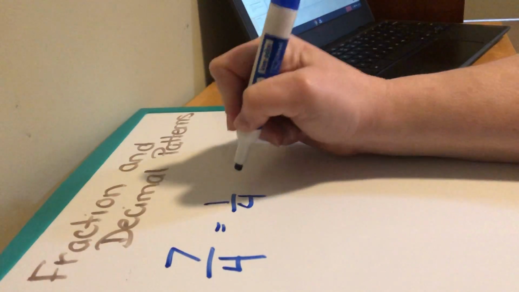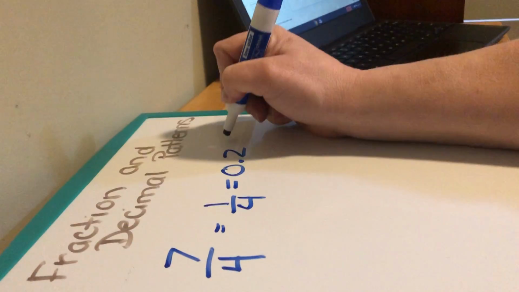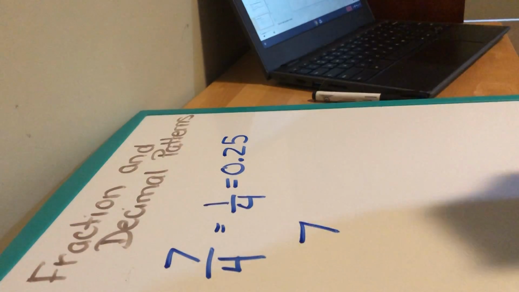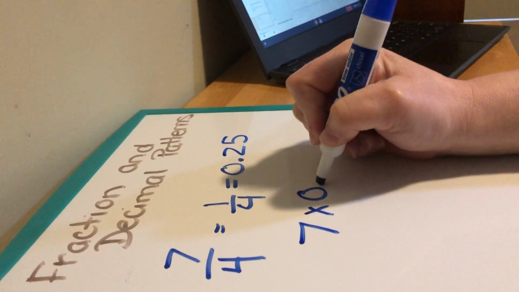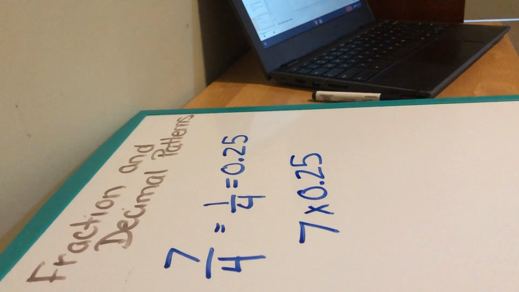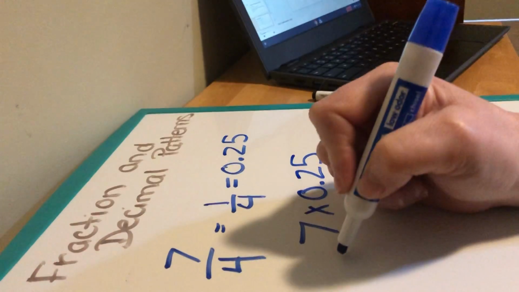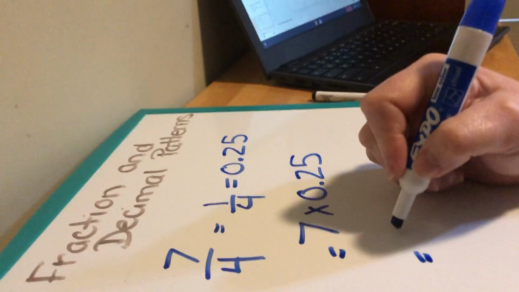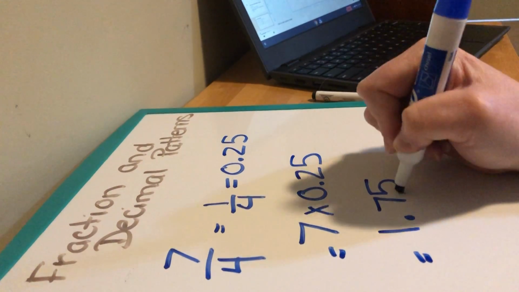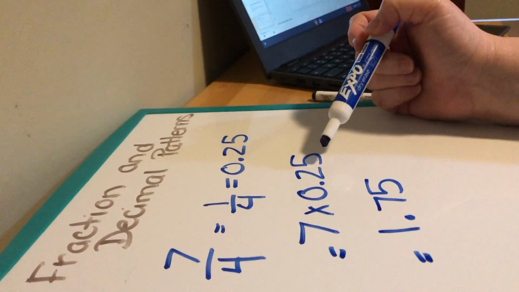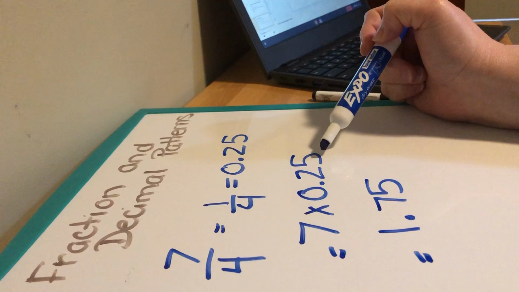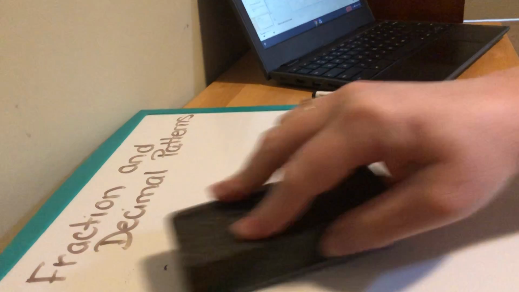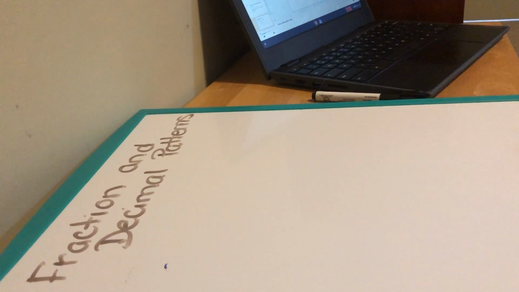I know that 1/4 equals 0.25, and I want 7 of those. So I'm going to do 7 times 0.25. And if I use a calculator or a stack and multiply, I should get 1.75 because I need 7 of these 0.25s. So there's 2 more questions on the page, number 7, that you can try.